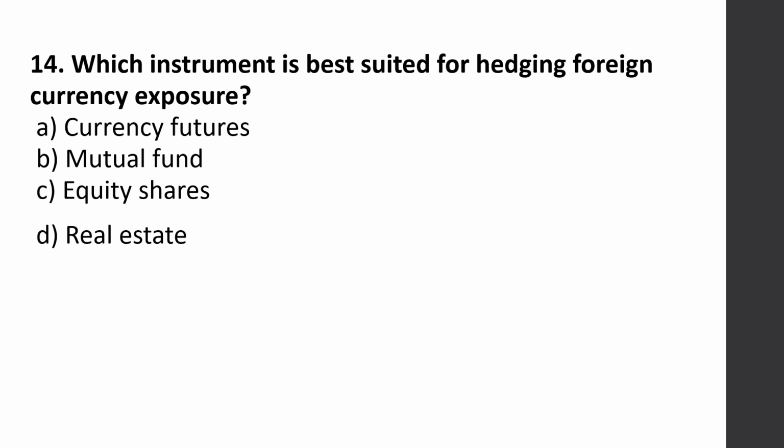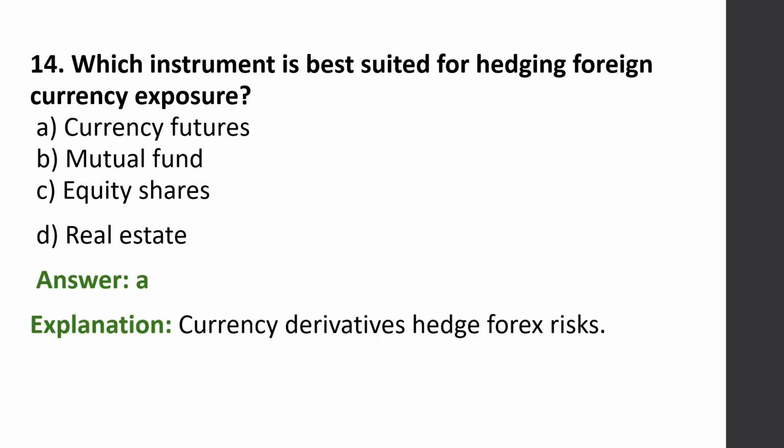Next question. Which instrument is best suited for hedging foreign currency exposure? Option A, currency futures. Option B, mutual fund. Option C, equity shares. And option D, real estate. Correct answer is option A, currency futures. Currency derivatives hedge forex risk.